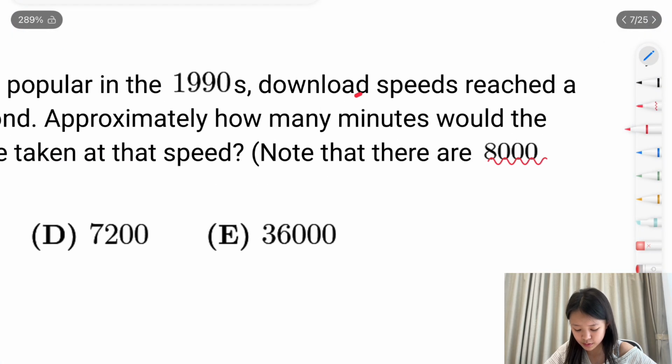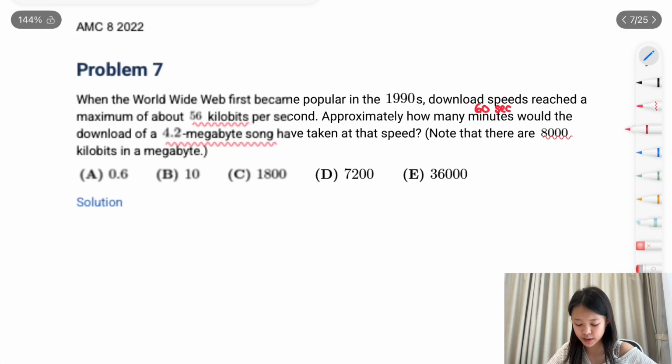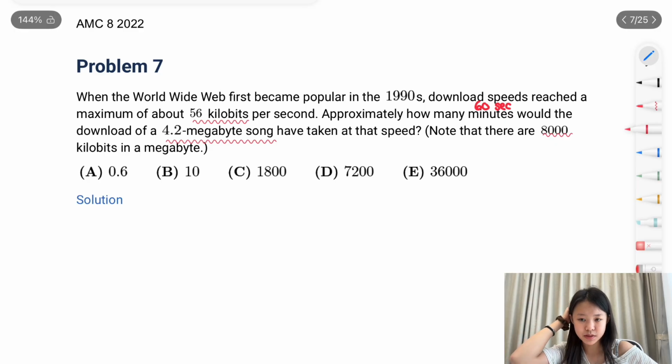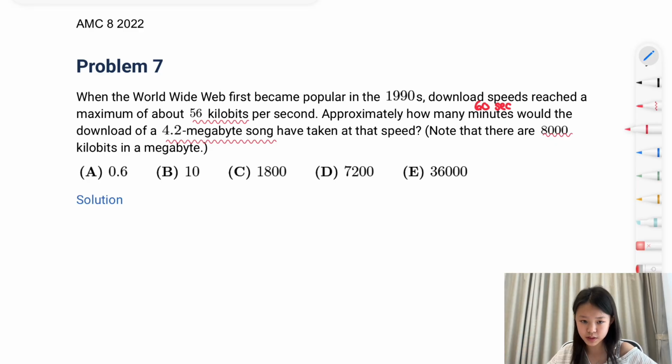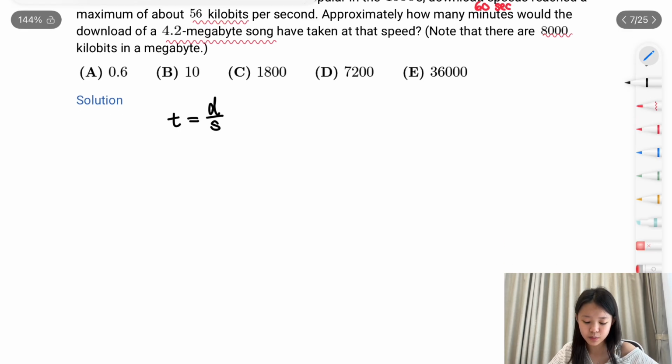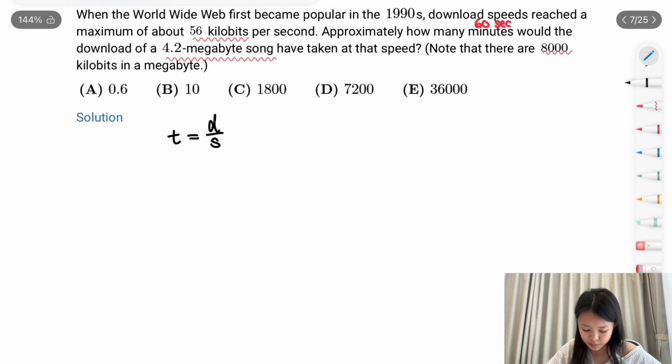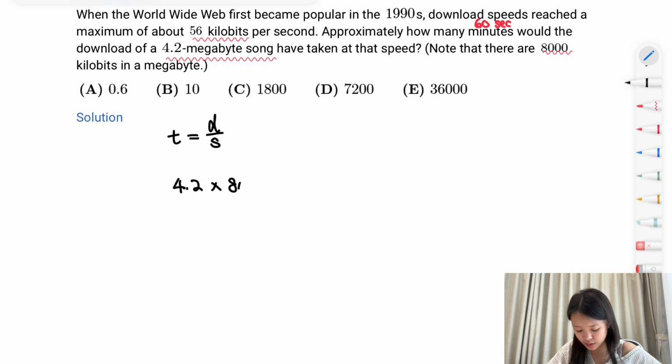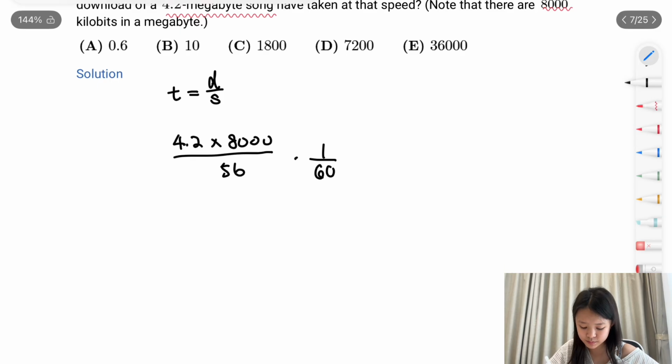So first, a minute is basically 60 seconds. So when it asks us how many minutes it would have taken, we need to remember to divide the final answer by 60. So to find the time, it equals the distance divided by your rate. And in this case, distance is how many kilobits there are, and that is 4.2 times 8,000. And the rate, or the speed at which you're downloading it, is 56. And then finally we multiply the answer by 1 over 60 to get the number of minutes.